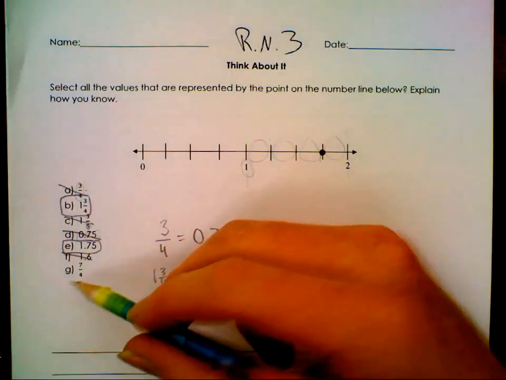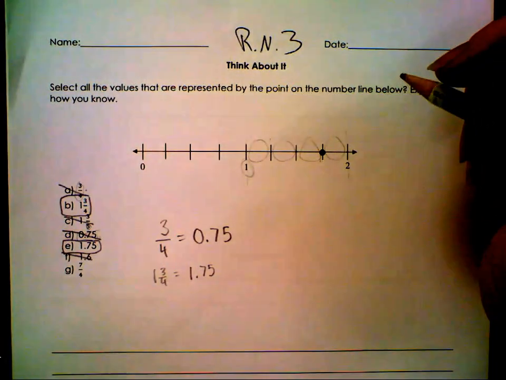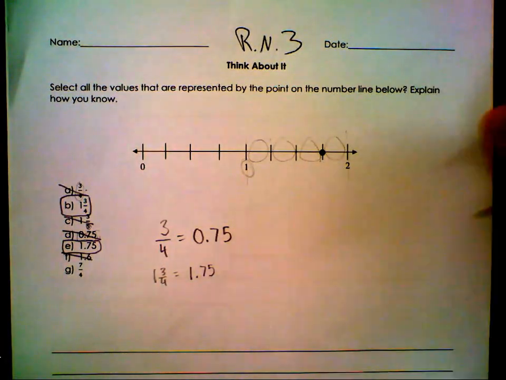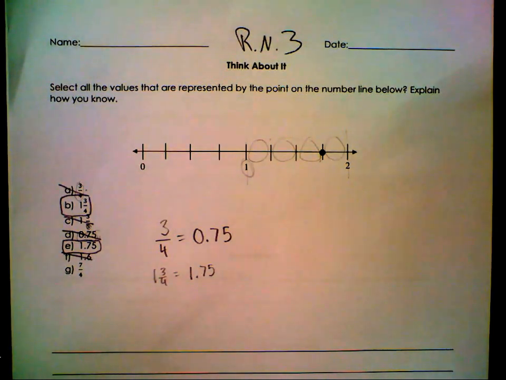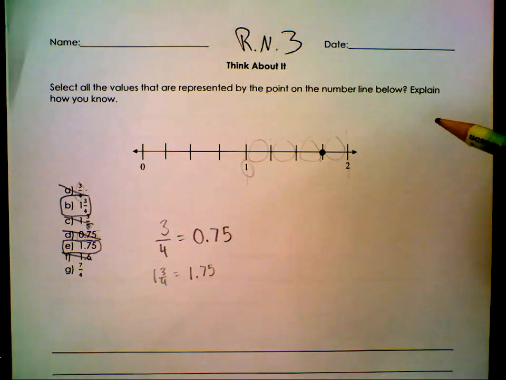Finally, 7/4. Now this one is a little bit trickier because it's written as an improper fraction, and so if I don't know immediately how to read that or understand that, it can be very tricky. There's two things that I can do. I'm going to show you what I think is the easier option first.